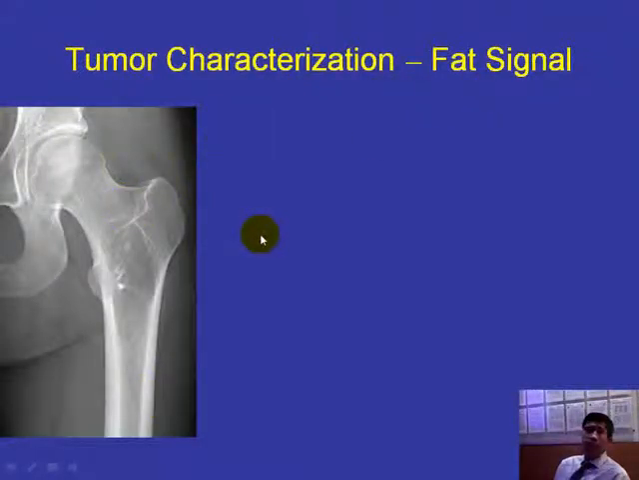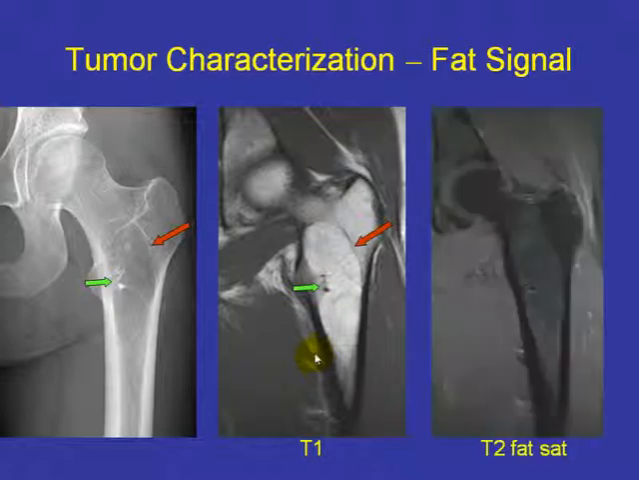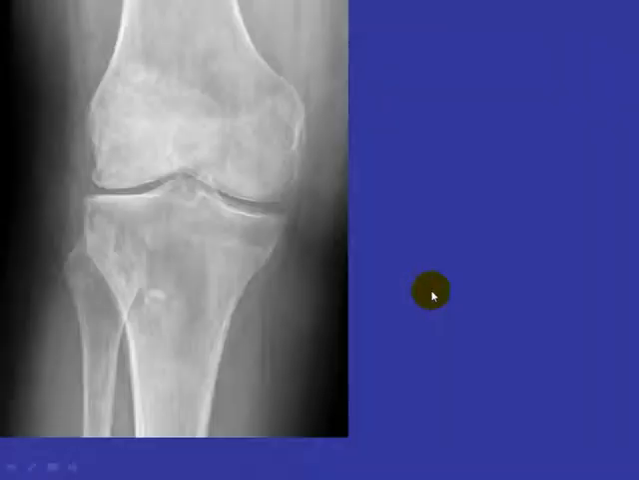Now, if the lesion contains fat, that can help you tell what the thing is as well. So in this case, it's lucent, but you don't know if that's fatty material or fibrous tissue, because that could also appear lucent on a radiograph. But on the MRI, you can see that it's clearly very bright on the T1, and it's fat sat on the T2, and this is in a fat sat T2. This is a person with an intraosseous lipoma.